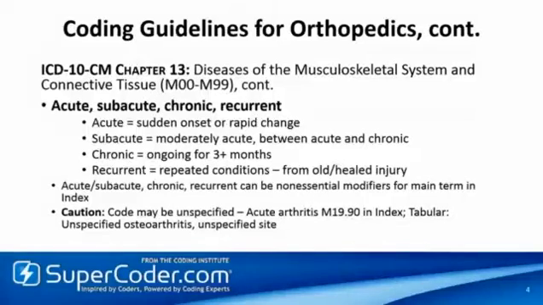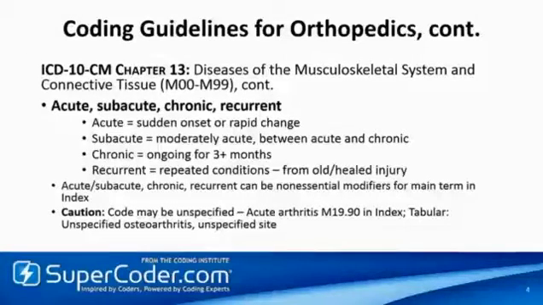Conditions affecting the musculoskeletal system may fall in one of three categories: acute, with a sudden onset; subacute, which is a condition falling between acute and chronic; chronic, which is defined as going on for 3 months or more; or recurrent, a condition that occurs more than once, often the result of a healed injury. You may see these terms in the ICD-10 index as non-essential modifiers following the main term.